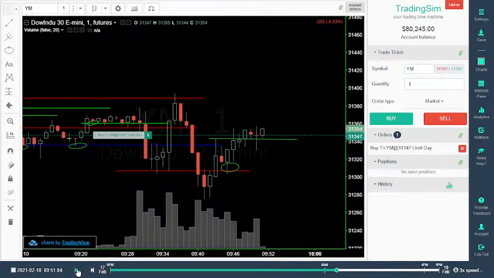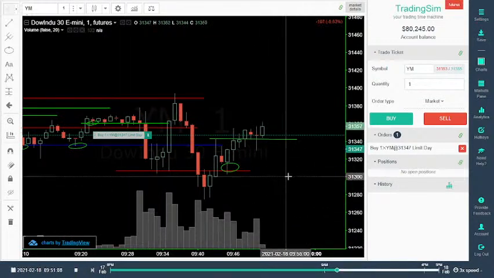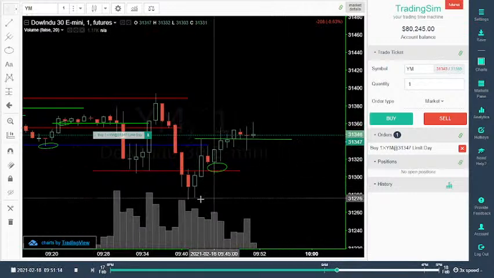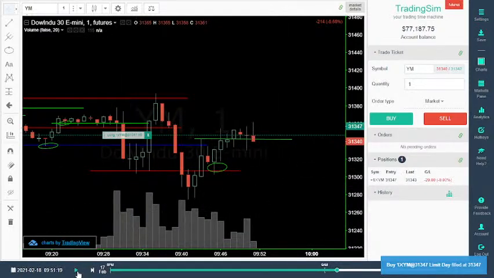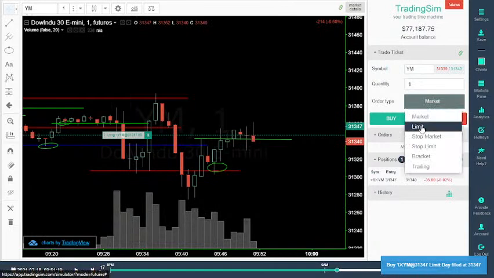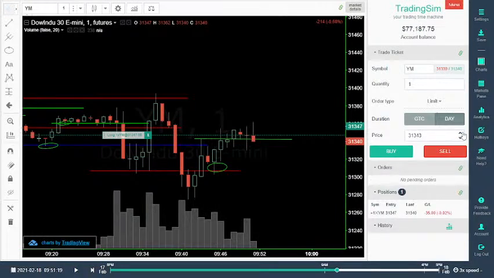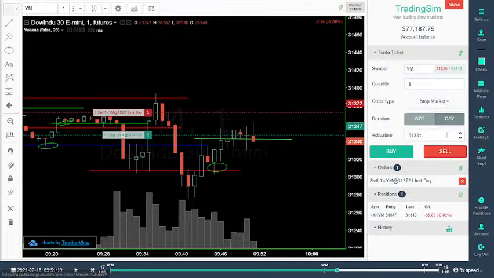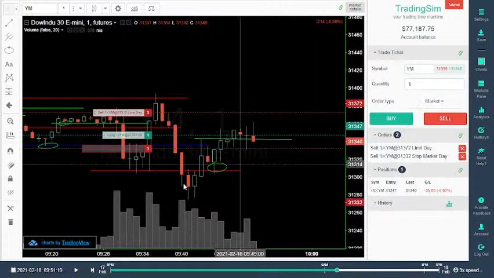Let's see if we can catch 47 one more time. We might not be able to get it because it looks like momentum kind of rolled in a little bit, but we actually did get filled. Let's go ahead, put our limit back at 72 where we had it from before. All right, and let's see what this does.